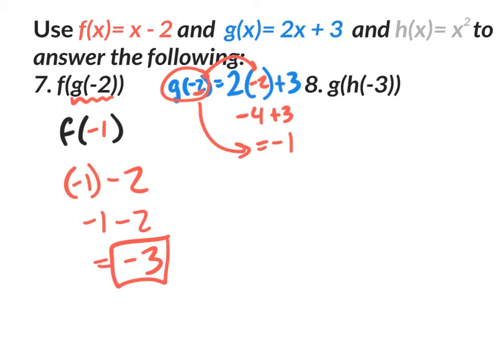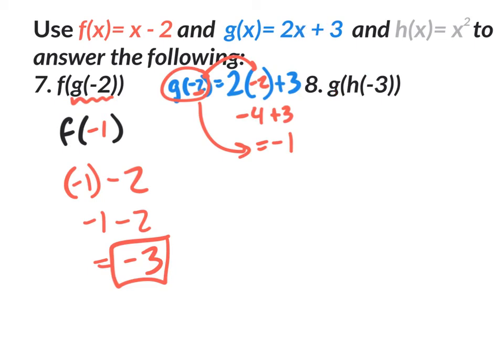Number 8, in your head, what's the answer? 21. 21. Anybody agree with that? Yeah. 3 people say, yeah, it's 21. Okay. Now, let's double check that. Again, the thought process, take negative 3, plug it into h, which is the gray one. What's negative 3 squared? 9. Take the answer 9, plug it into the g function. 2 times 9 is 18. 18 plus 3 is 21.